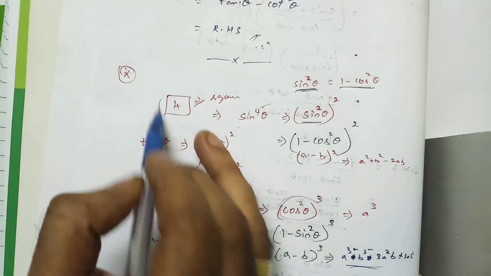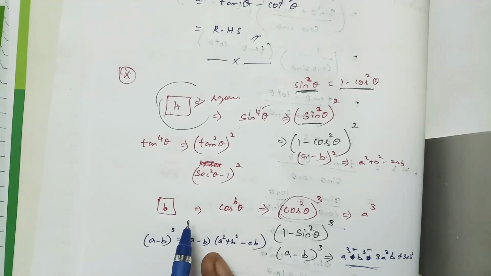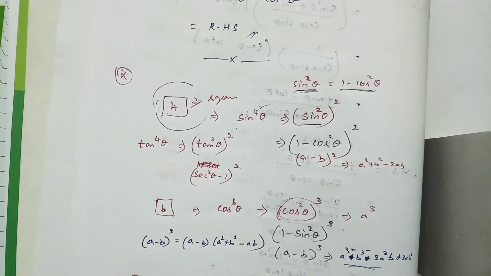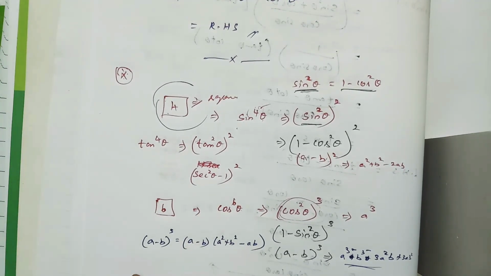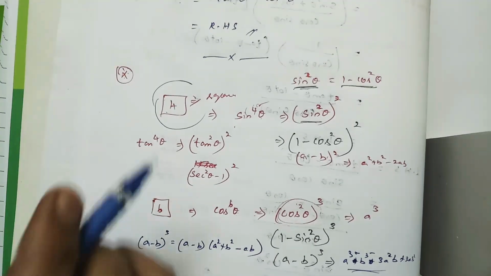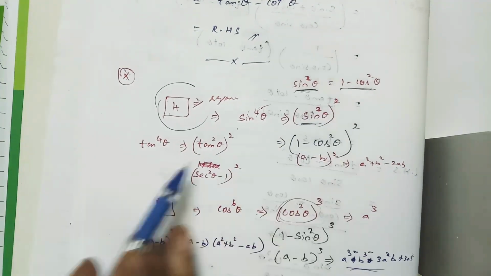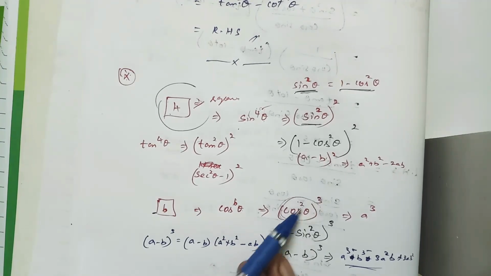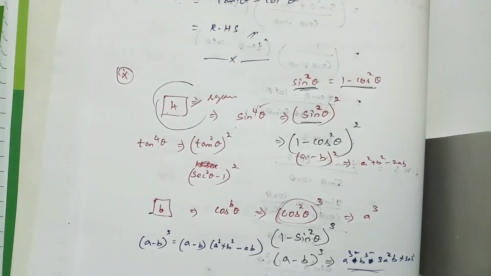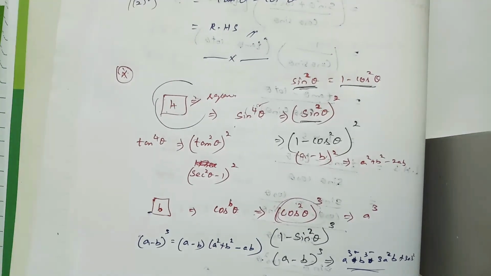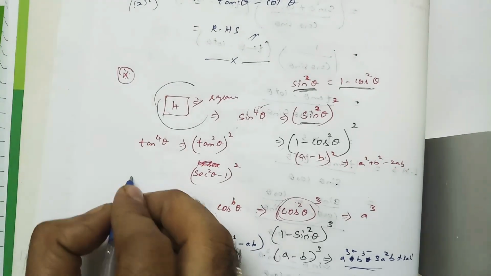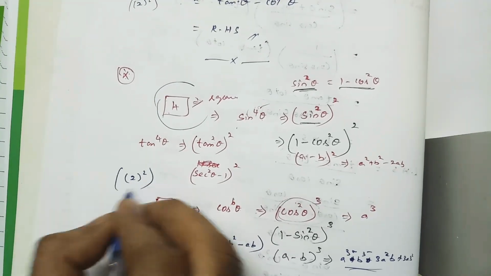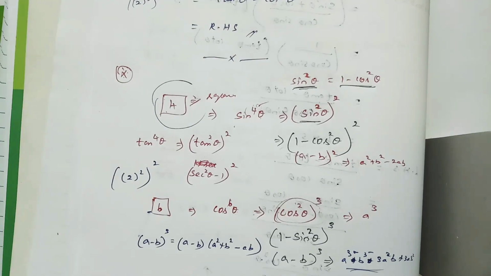While we are seeing power 4, power 6, don't get confused, directly use this method. Convert the power 4 in terms of 2 power 2, and the power 6 means 2 power 3, likewise we have to convert. Suppose the power is 8, the same thing, 2 power 2, likewise we have to apply. Understood?